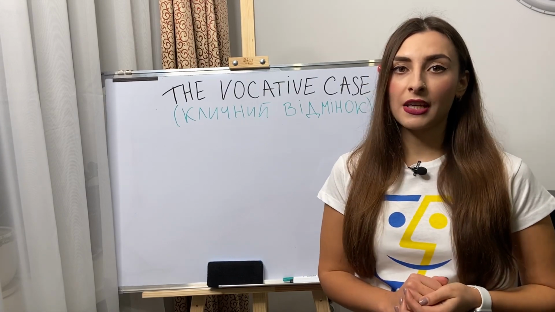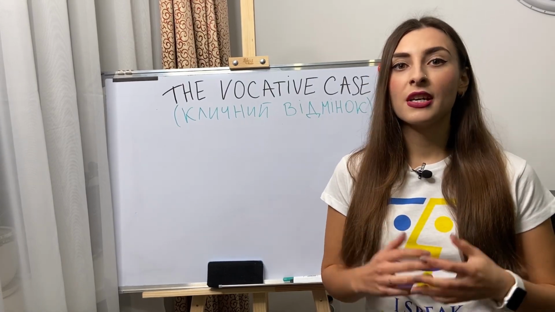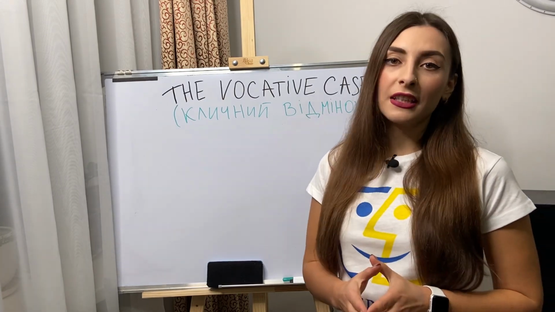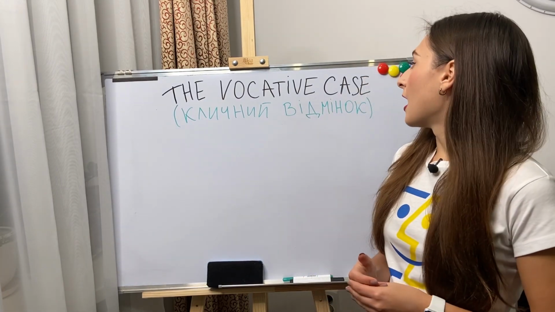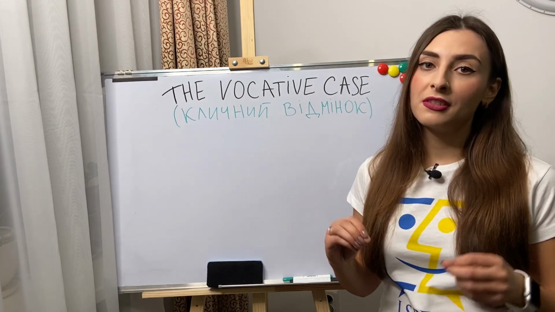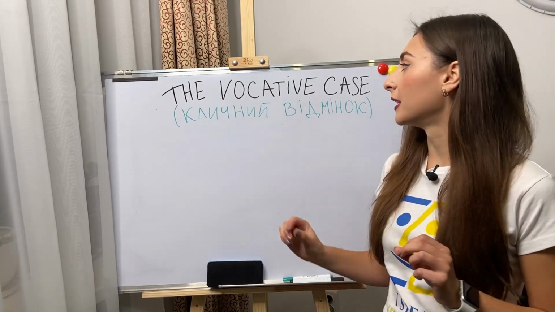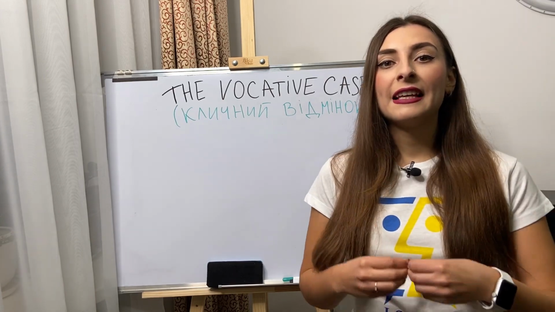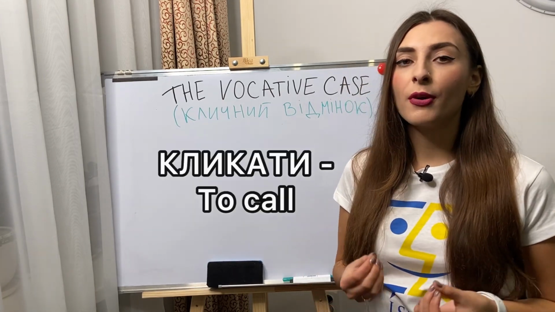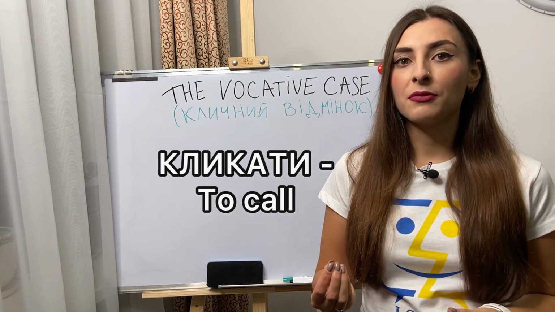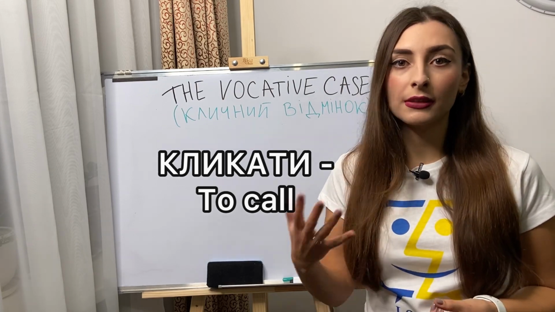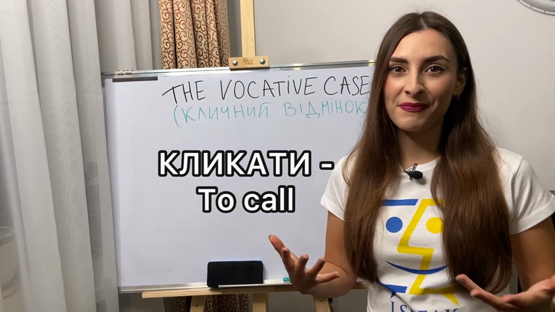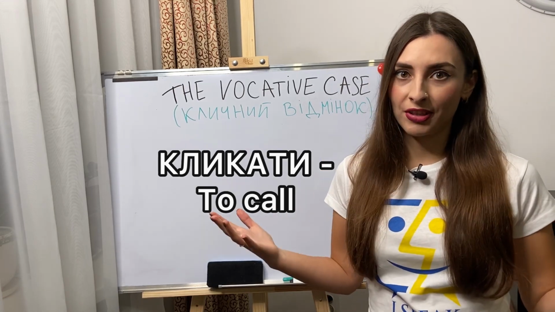So the vocative case in Ukrainian language means кличний відмінок. Кличний відмінок. The word case means відмінок, and the word vocative means кличний. Кличний is an adjective, and it comes from the verb кликати, that means to call somebody, not like to phone somebody, but to call, to give a name, or to shout, etc.